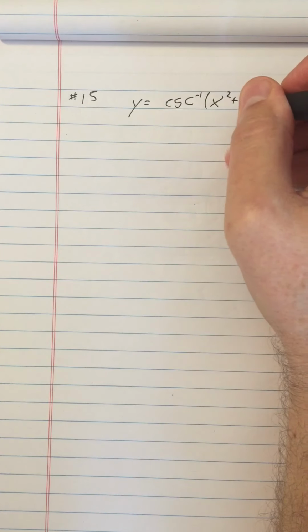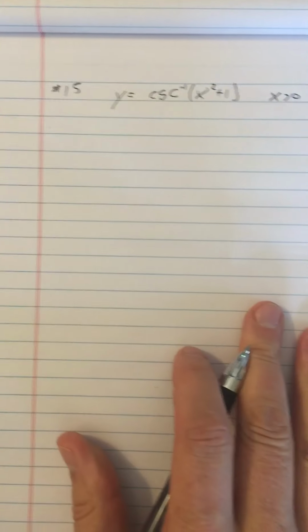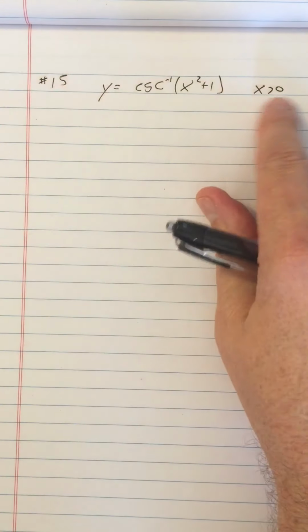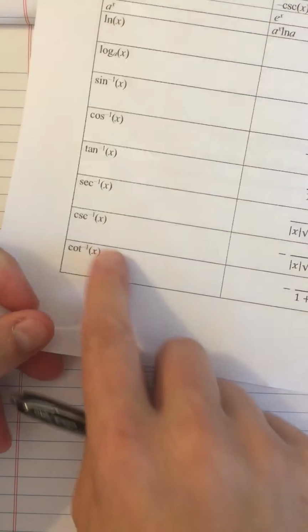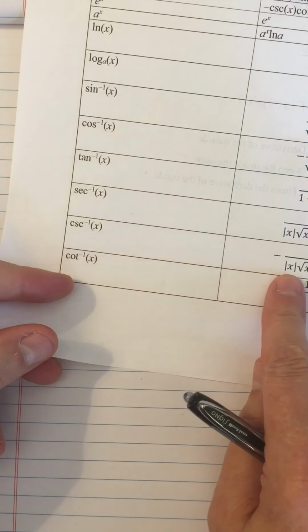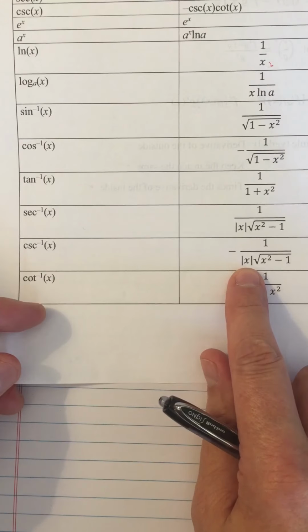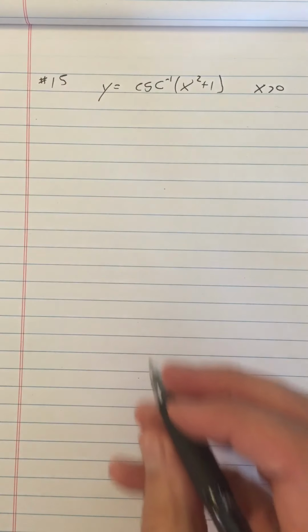y equals inverse cosecant of x squared plus 1, and x has to be a positive number. Okay, that's declaring that x is a positive number probably has to do with the absolute value that is in our inverse cosecant rule. We have absolute value of x. So we're not going to write absolute value of x because we know x is greater than 0. But we'll have to look carefully how this sort of falls out.